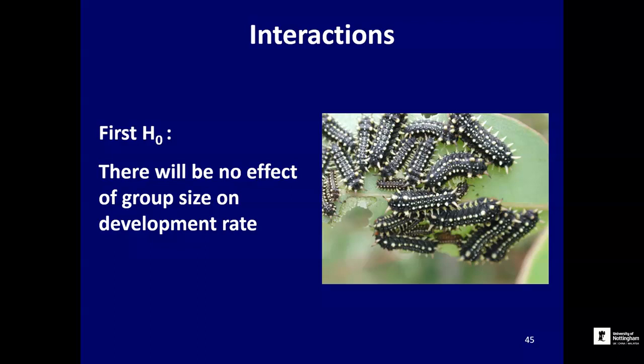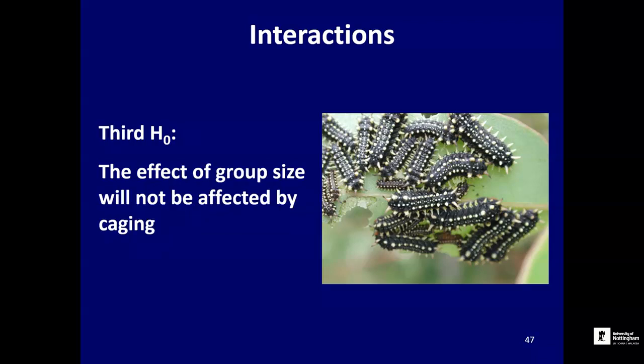So the first null hypothesis, that there would be no effect of group size on the development rate of these caterpillars. The second null hypothesis is that putting a cage around these caterpillars, protecting them from predators, would have no effect on their development rate. And the third null hypothesis, the one that we were actually really interested in, was that the group size would have no effect on whether the caterpillars benefited from the cage. You can express this in two different ways. You can say either the effect of group size will not itself be affected by adding a cage, or you can say the effect of adding a cage will not itself be affected by what group size you were dealing with.